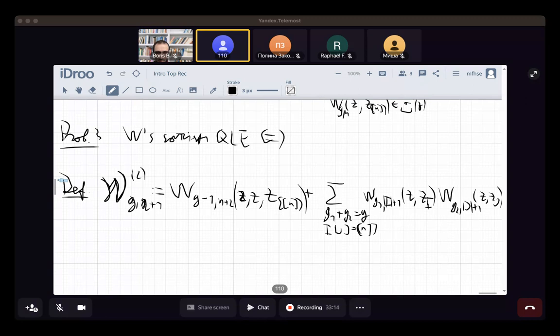And then the claim is that W satisfy QLE whenever, for all g and n greater than 0, curly W2 g, n plus 1 belongs to the space. This is a little bit more complicated to see than the linear loop equation, but not very complicated, so we'll do this on the center. Is the claim clear?